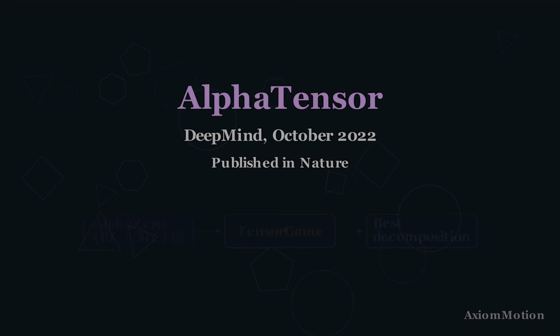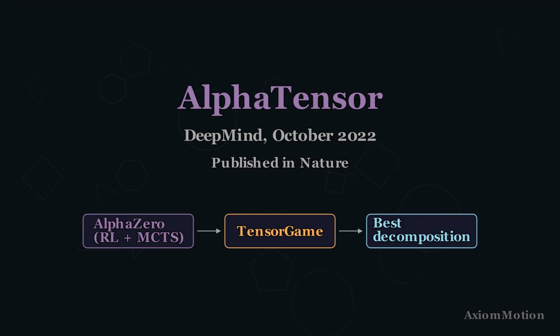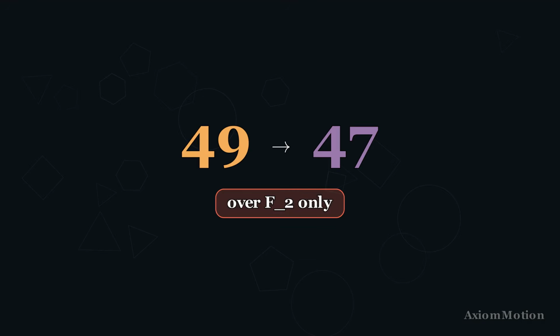In October 2022, DeepMind took the first crack at this with AlphaTensor. They built an AlphaZero style system, the same architecture that had conquered chess and Go, and pointed it at the tensor game. The results were remarkable. For 4x4 matrices over a special number system called F2, where 1 plus 1 equals 0, AlphaTensor found a decomposition using only 47 rank 1 pieces. That is 2 fewer than Strassen.